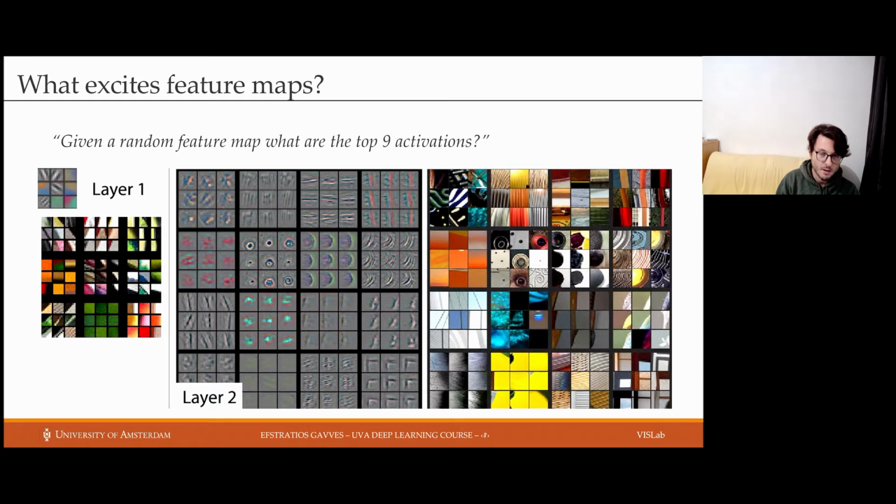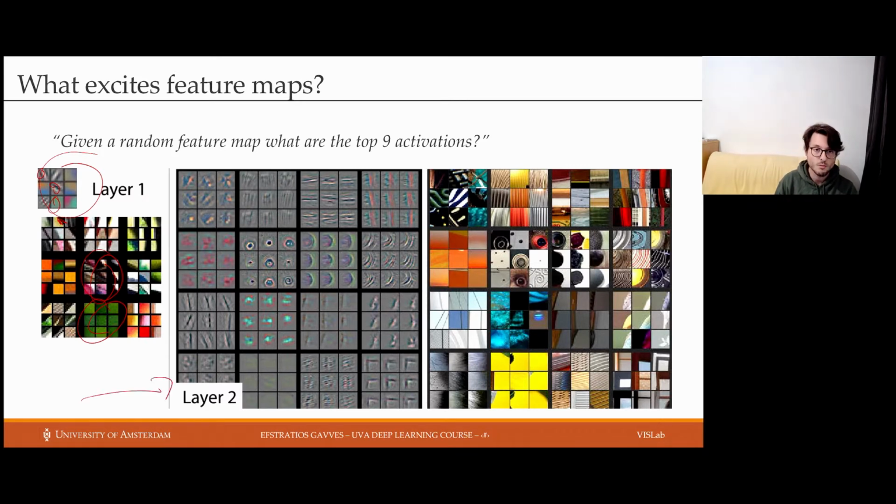So what does excite feature maps? If we go layer by layer and start from some random feature maps, we can retrieve the patches in the training set which activate them the most. So for the first layer, we observe that the patches that activate most the feature maps are very similar to the feature maps themselves. So edge-like patterns, either from light to dark regions or from dark to light regions here, or uniform patches. So very low-level, very specific information.